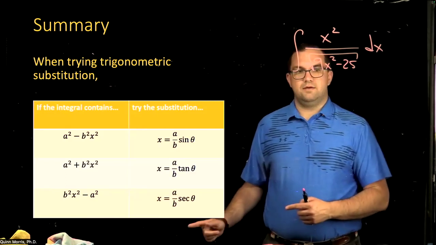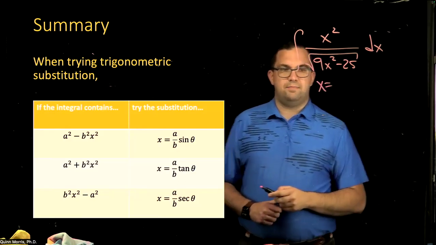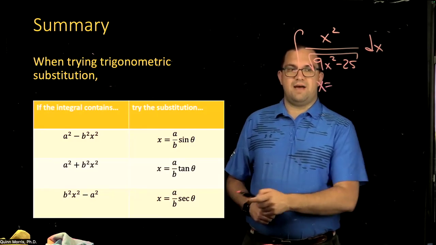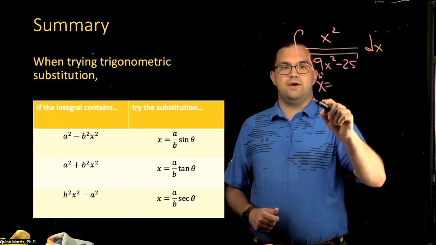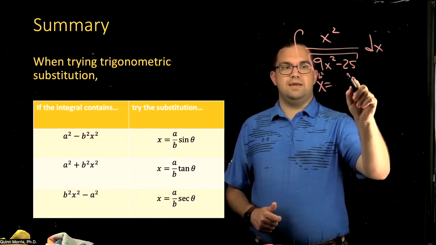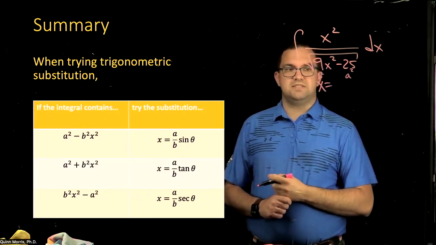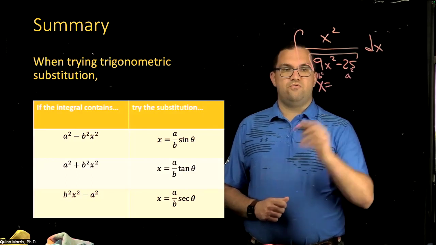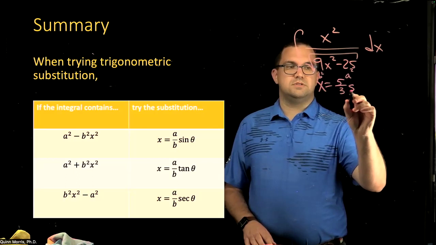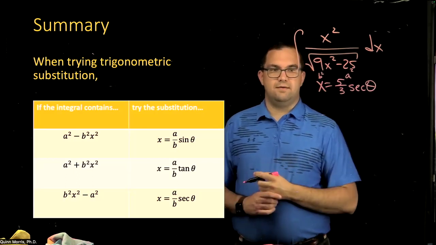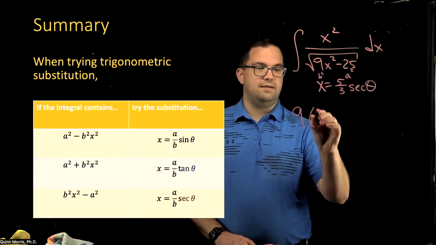So I ought to try a secant type substitution, but it's going to tell me how to pick the value in front of secant. For example, here I see a 9, that's like my b squared, so my b must have been 3. And here, 25 is like my a squared, so my a must have been 5. And so for this substitution, I probably want to pick 5/3 secant theta.